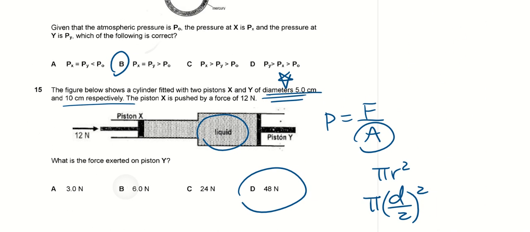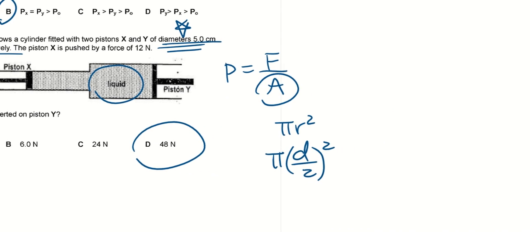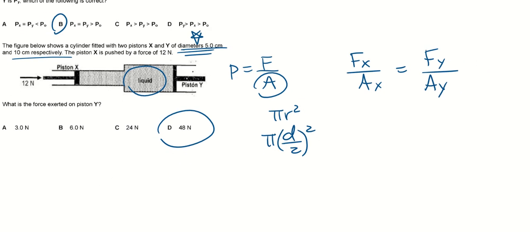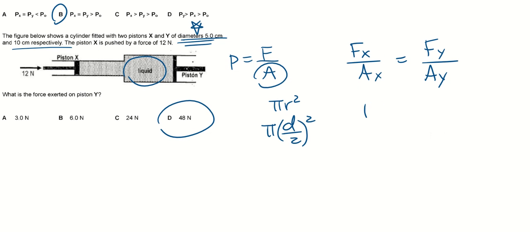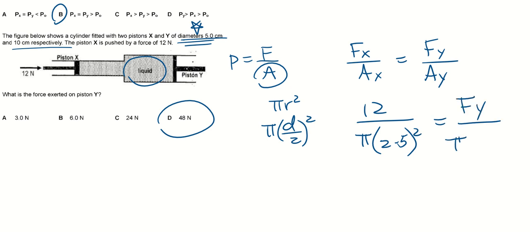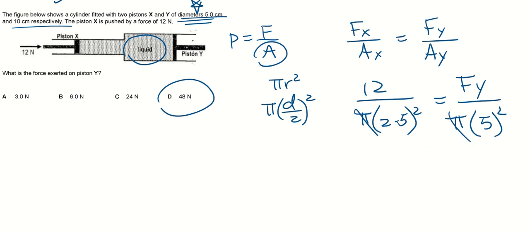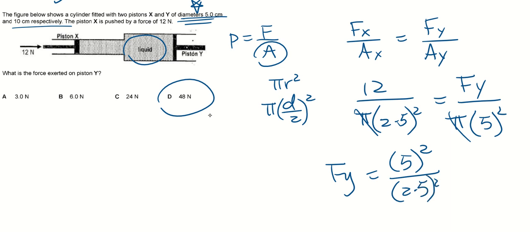Can I do the working? Can, although my battery is running out for you. Fx, Ax is pi. Okay, so pi and pi can cancel. So Fy equals to 5 square over 2.5 square times 12.